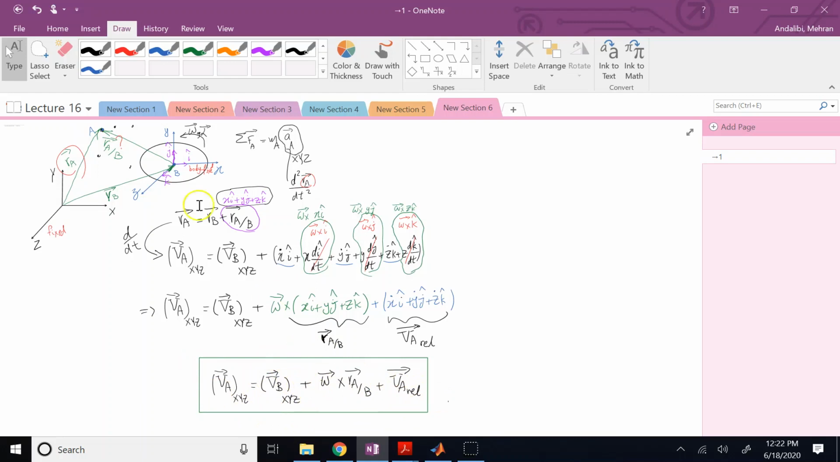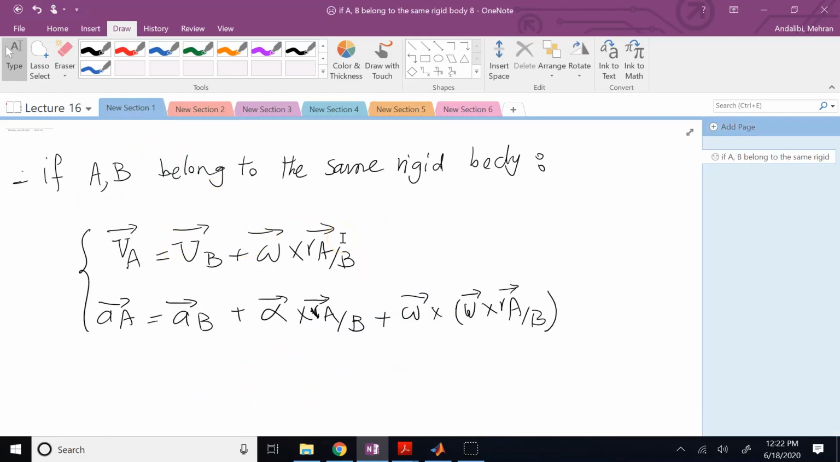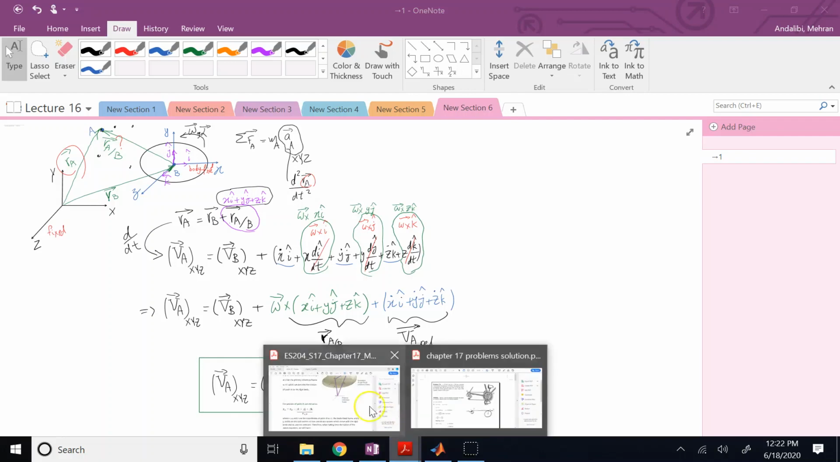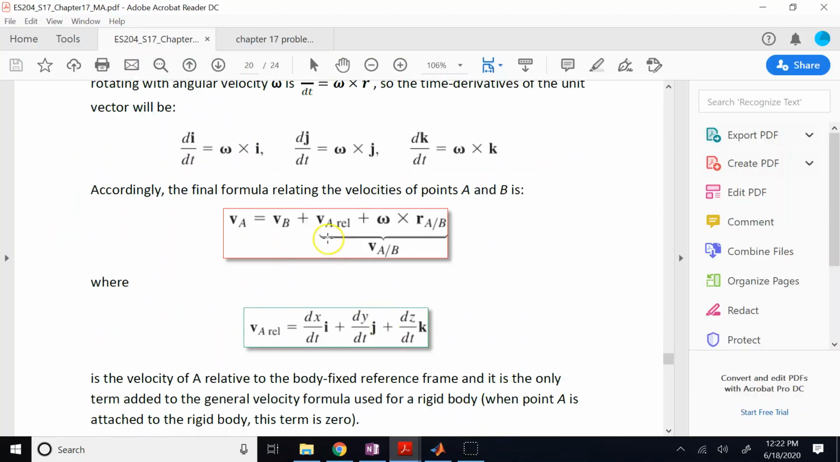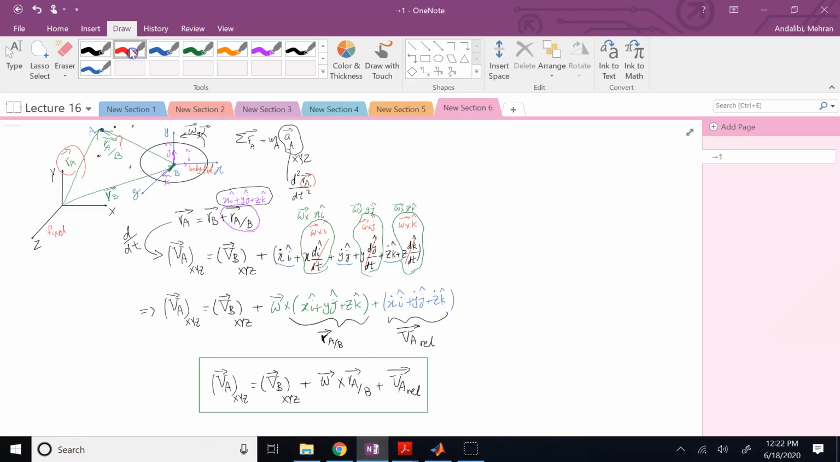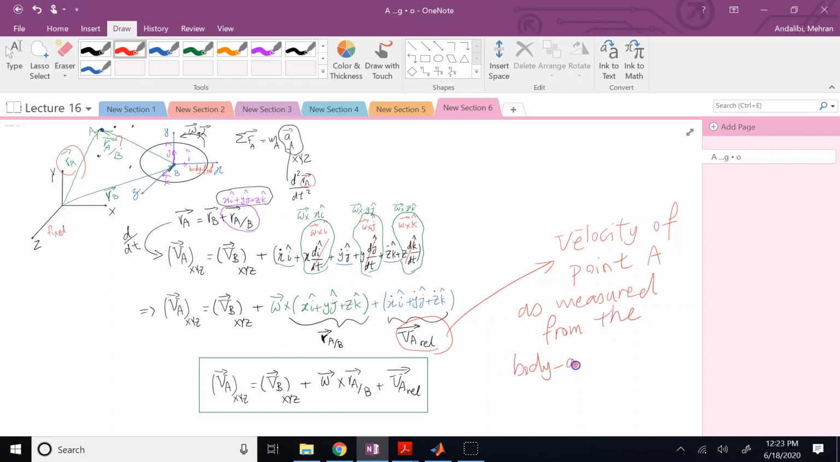So you see, this is a generalized form of this one, and it removes the restriction that A and B should belong to the same object. Here, there is no restriction. Okay, and that's the formula that you can see in your lecture. So here, I mentioned for you that this one is the velocity of point A as measured from the body attached frame. So I can also call it VA with respect to small xyz.